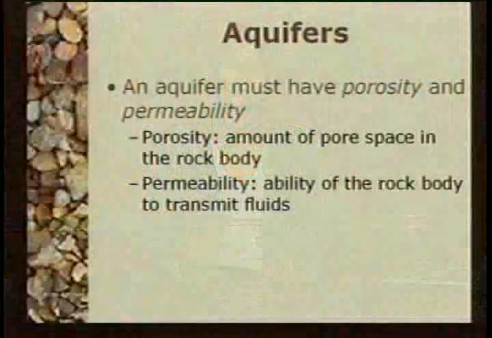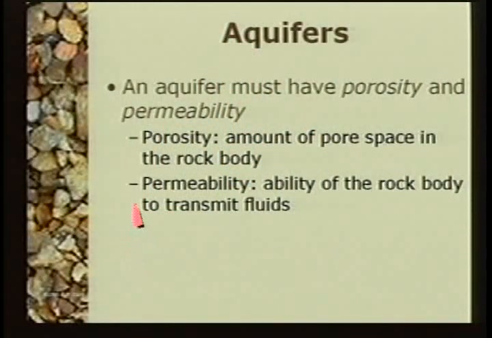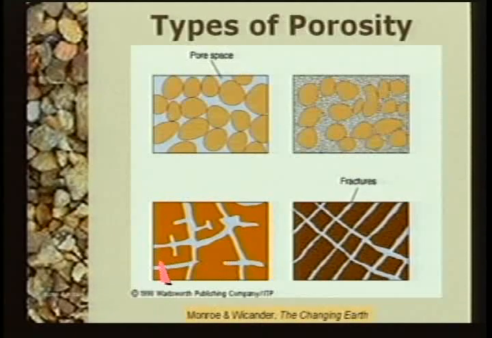There must be pore space or space between the clasts of the rock or between the sediments so that water can be stored. The other characteristic is permeability. If we have the water within the rock body, it's not going to help us if we can't get it out. So an aquifer, which is a body of rock that stores water, or a body of sediments that stores water, must have porosity or pore space, and it must also have permeability, or the ability of the rock body to transmit fluids. Let's look at this diagram to show you just some of the types of porosity.